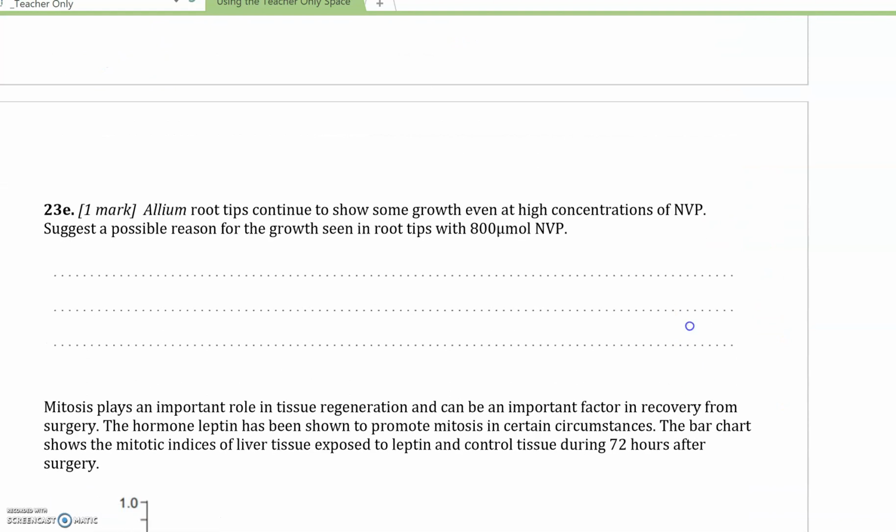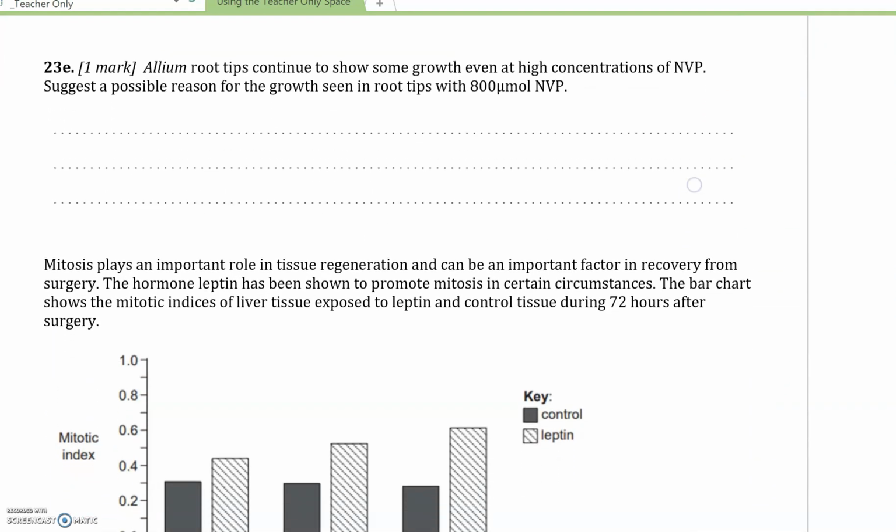Okay, so 23E: allium root tips continue to show some growth even at high concentrations of NVP. Suggest a possible reason for the growth seen in the root tips at 800 micromoles of NVP. Okay, so there are a number of things you could say here. You could say that in some cells there's still going to be some mitosis. Okay, it doesn't say it prevents all spindle formation.